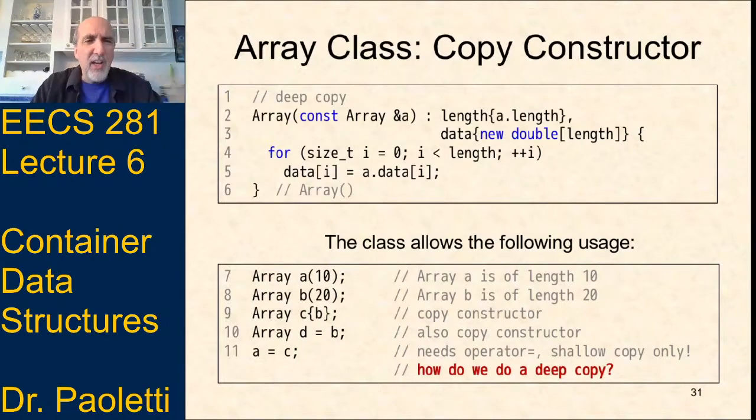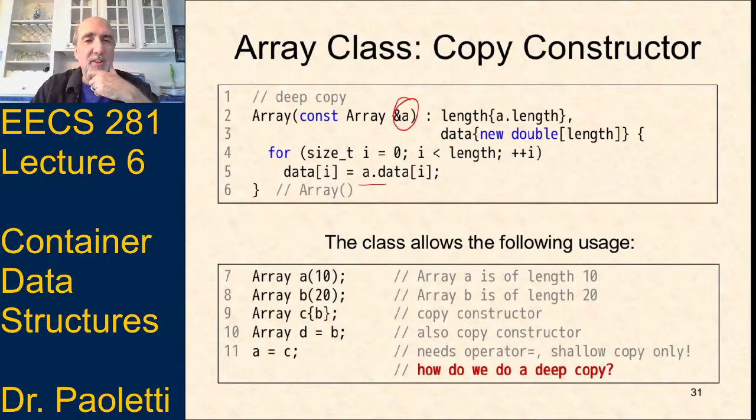Wait a minute, how can I look at some other array object's data that's private? Easy. I am part of the array class. The array class is one big happy family. We don't have secrets from each other. We have secrets from the outside world. So member functions are allowed to look at other objects of the same class and examine the private data variables.